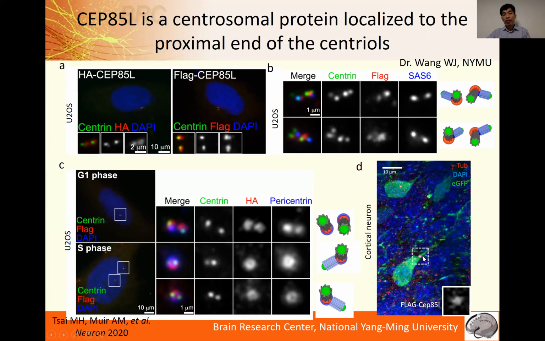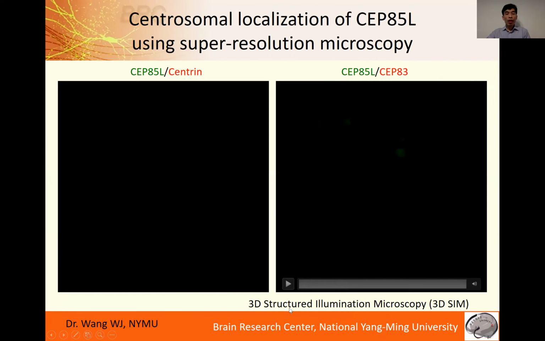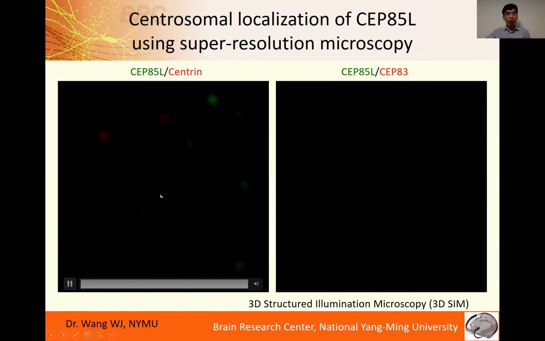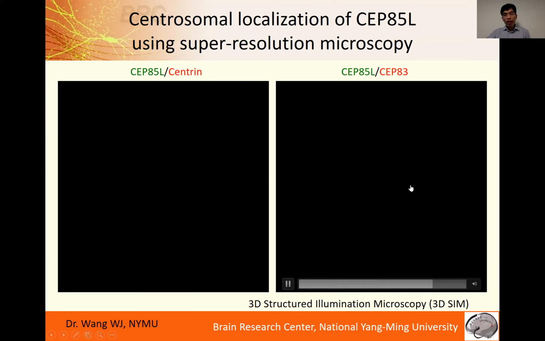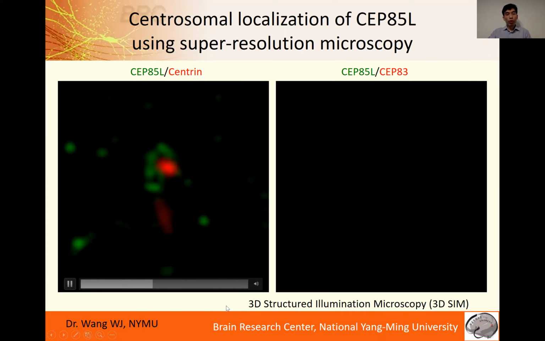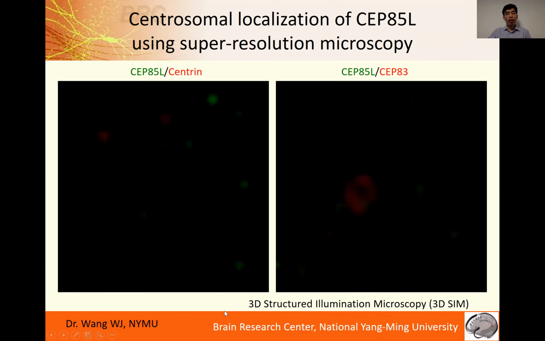You can see it is also very localized to the centrosome in the migrating neurons. And using 3D structured illumination microscopy, or 3D SIM, this is actually unpublished, we can look into more detail of the localization of this CEP85L. And you can actually see it forms a ring in the centrioles. And this is really, really interesting. We are still working to identify its real function in the centrosome.